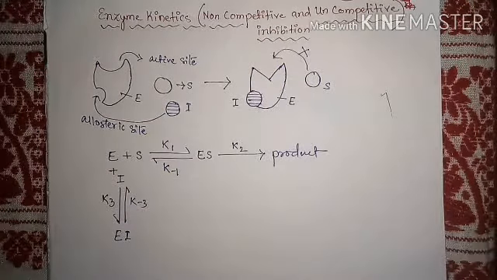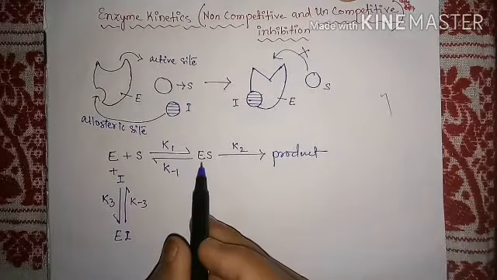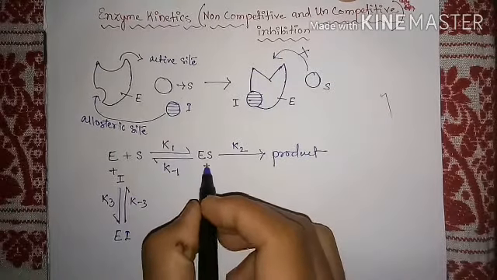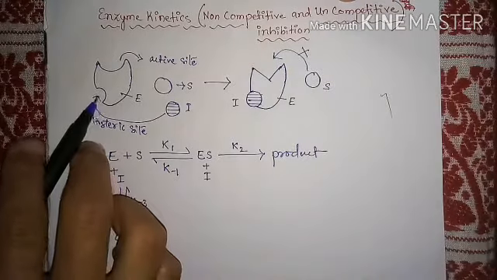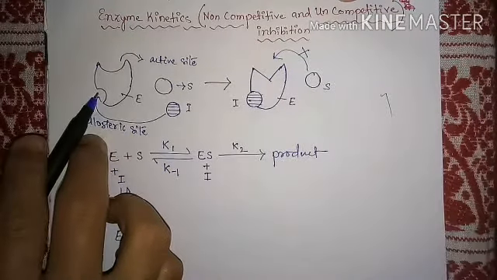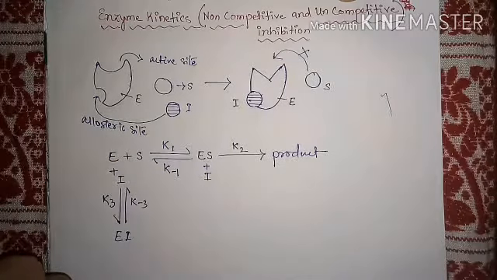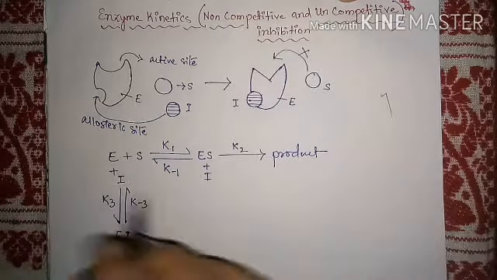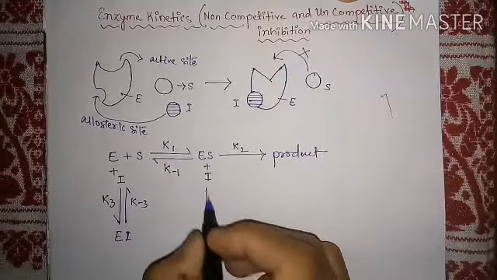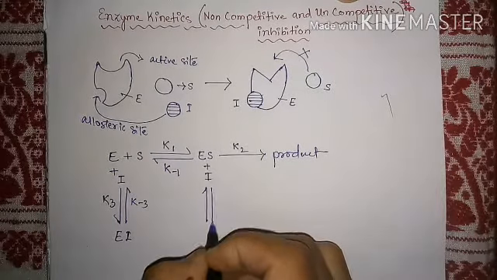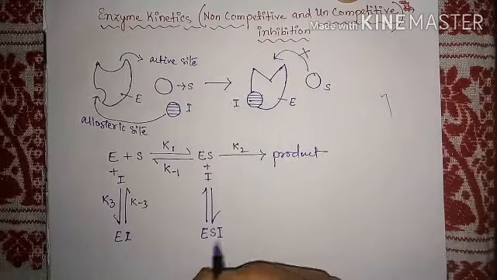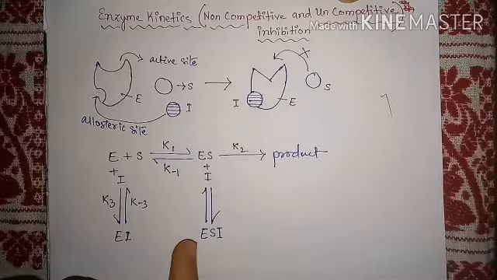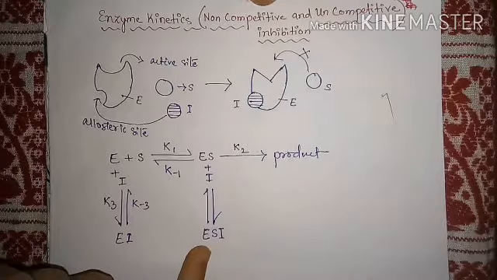But in case of non-competitive inhibition, what happens to this ES complex, the inhibitor can bind. This inhibitor can bind to the ES complex. So it will give us another type of complex, that means the ESI complex. So there is a formation of the ESI complex in case of non-competitive inhibition.